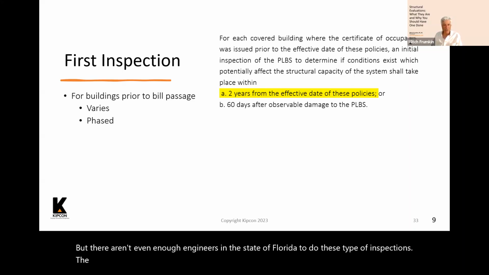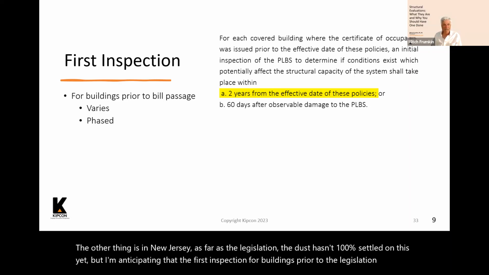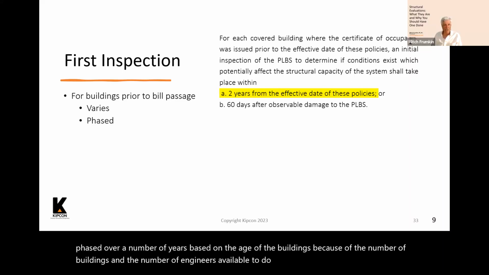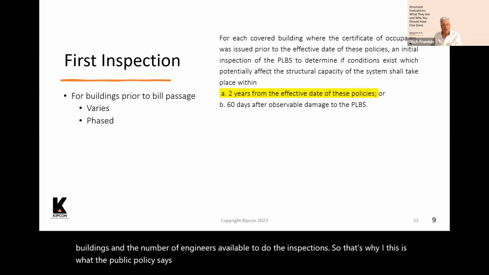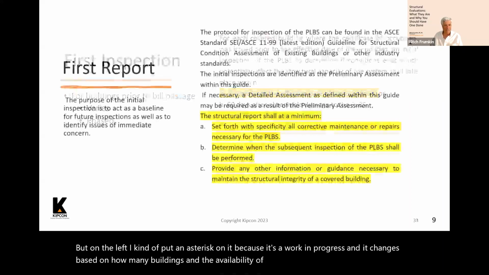The other thing is in New Jersey, as far as the legislation, the dust hasn't 100% settled on this yet, but I'm anticipating that the first inspection for buildings prior to the legislation may be phased over a number of years based on the age of the buildings, because of the number of buildings and the number of engineers available to do the inspections. So that's what the public policy says on the right, but on the left, I put an asterisk on it because it's a work in progress and it changes based on how many buildings there are and the availability of engineers to do this type of inspection.